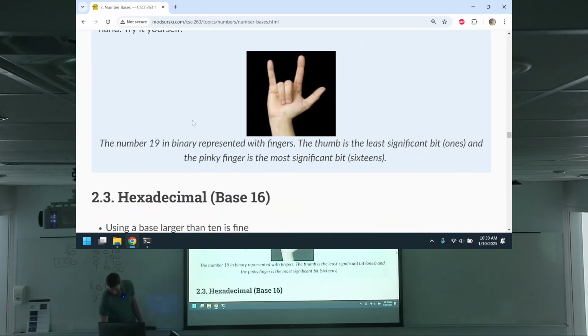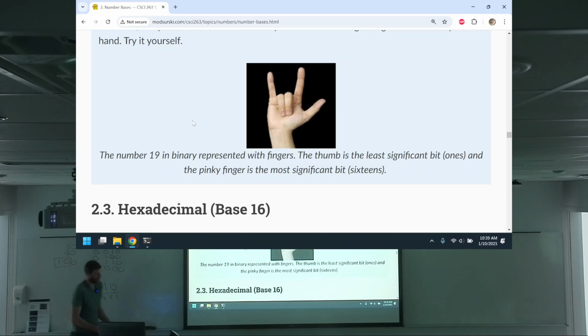All right, so there you go. What number is that? That's 19. Why? Well, we have one 16, one 2, and one 1. 16, 17, 18, 19. Right? Isn't that neat? That's pretty cool. Now you can impress all your friends with this new magical ability you have.